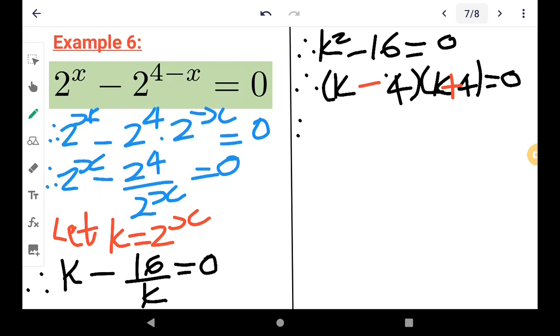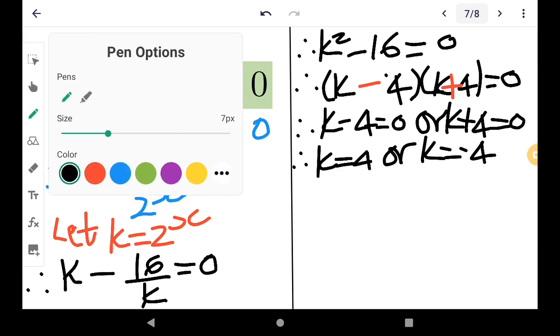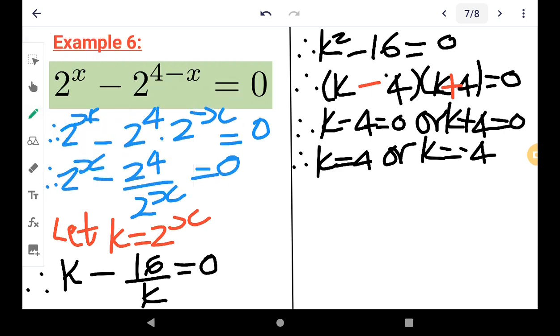Therefore, k minus 4 equals 0, or k plus 4 equals 0, meaning that k equals 4 or k equals negative 4. Remember, we're not solving for k, we're solving for 2 to the power of x, so we revert back.